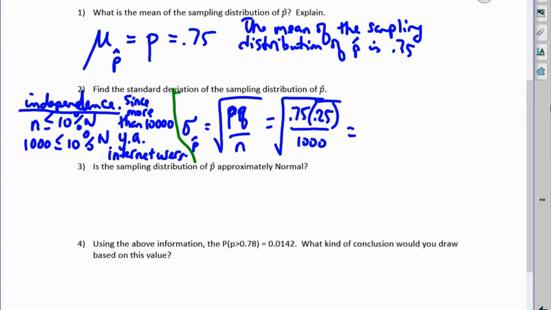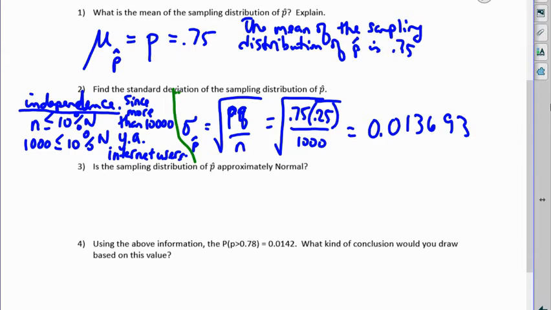And I punch that in the calculator and I get 0.013693. Now I've given you 5 significant digits, and I'm going to do that because if I use this for anything, I want to not increase my rounding errors. And then, of course, I'd say it in context. Standard deviation of the sampling distribution of p hat is 0.013693. Okay, is the sampling distribution of p hat approximately normal?